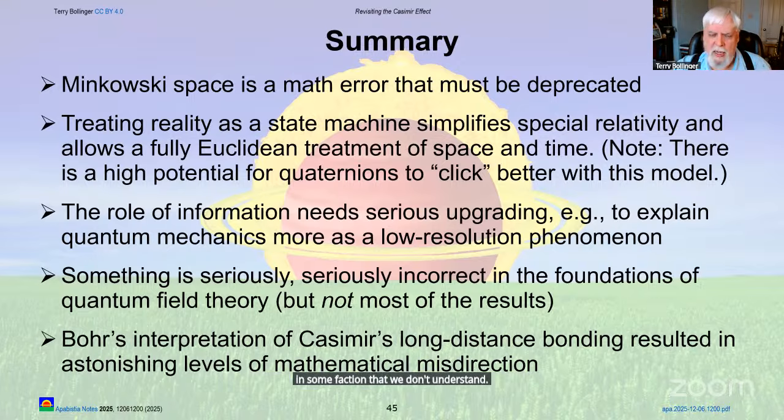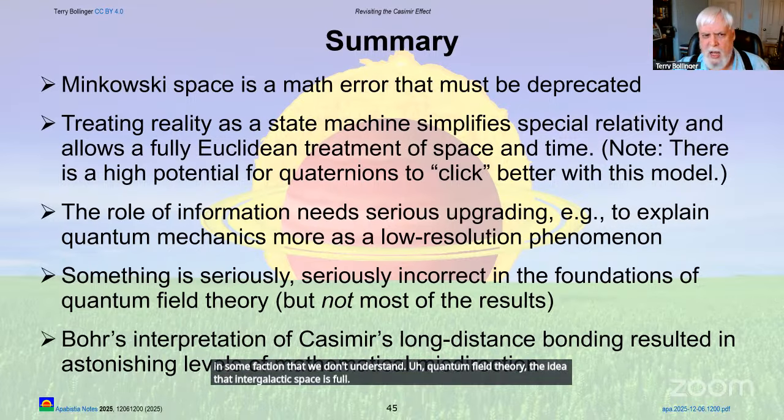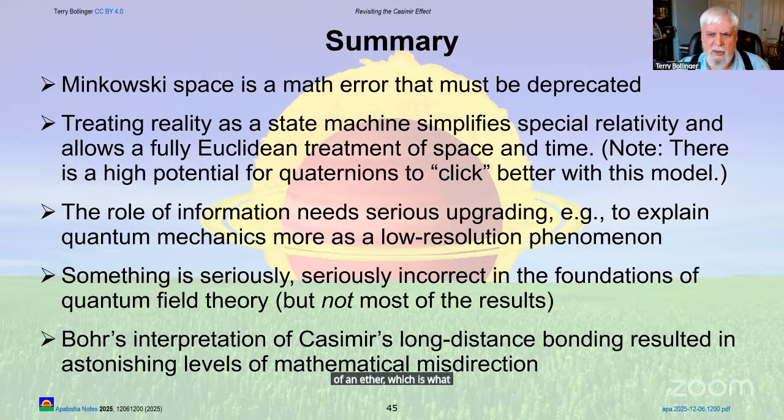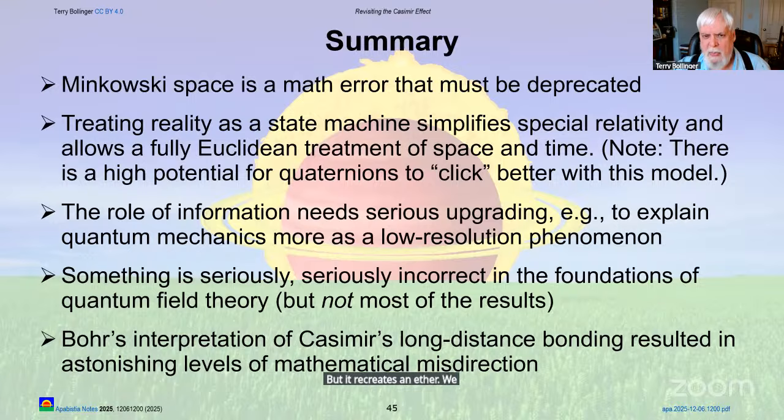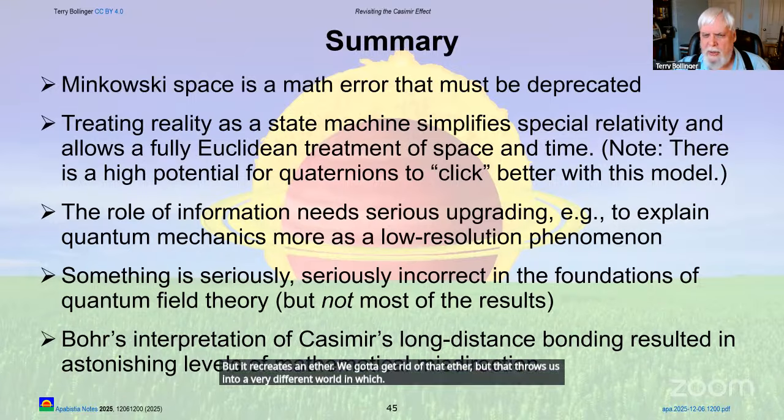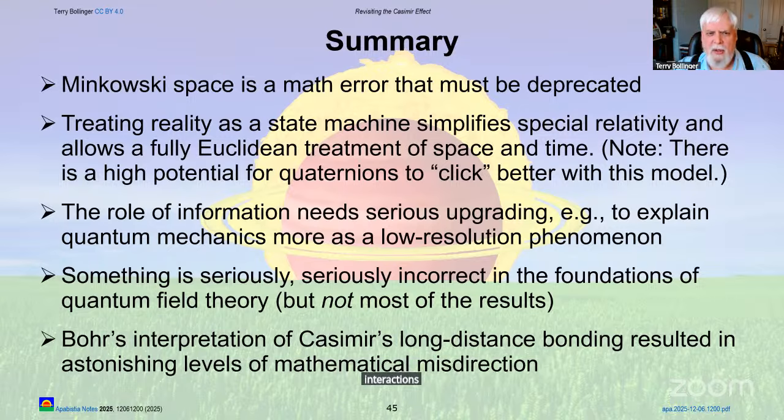Quantum field theory, the idea that intergalactic space is full of an ether, which is what quantum field theory really does. It recreates an ether, and we can pretend it doesn't all we want, but it recreates an ether. We've got to get rid of that ether, but that throws us into a very different world in which interactions don't follow the limits we would expect.